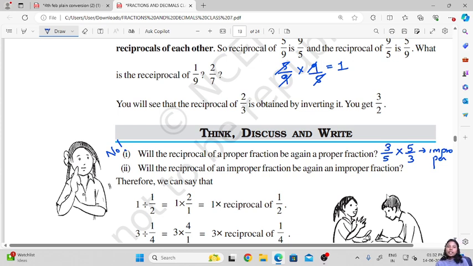So this answer is no. After taking the reciprocal of any proper fraction, we'll get an improper fraction. And if we take the reciprocal of an improper fraction, say 10 by 3, we'll get a proper fraction. So it is always vice versa. Will the reciprocal of an improper fraction be an improper fraction? No, again it will be a proper fraction.